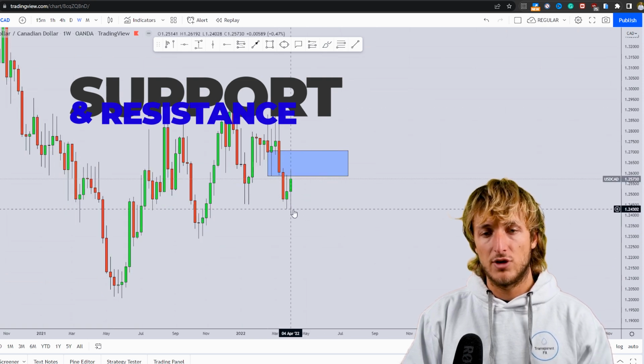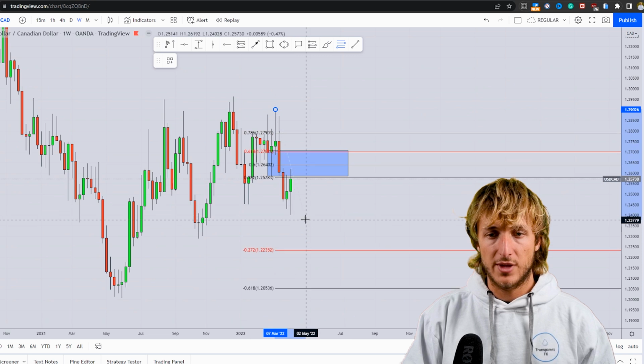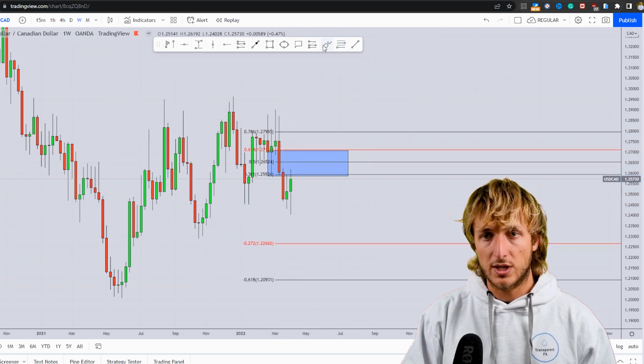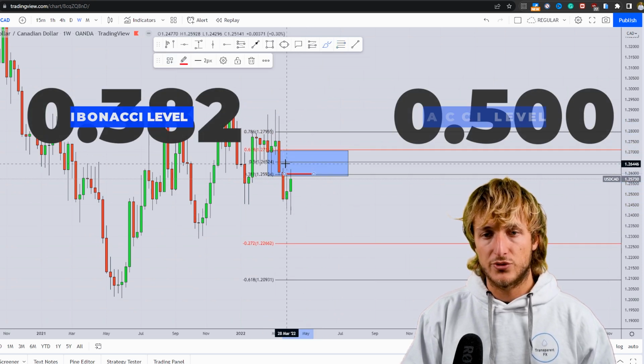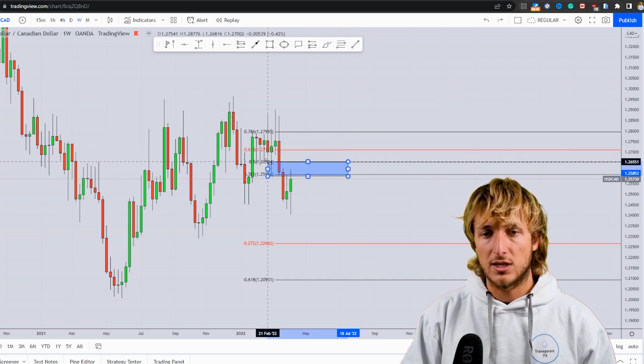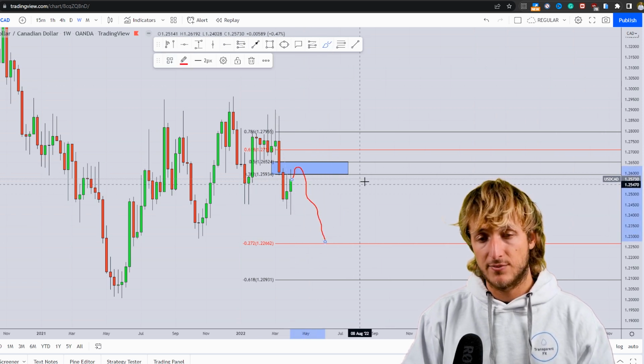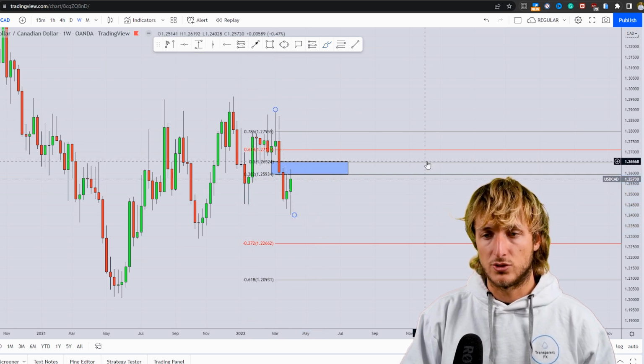Now, in general, if you have an impulse and you want to measure the correction, you have to take your Fibonacci from the high to the low of the impulse. And if we do that, we can see how we have the 0.32 and 50% Fibonacci retracements, which currently are lining up exactly at this area. And what we can expect is for the market to reject these levels to the downside for potential continuation lower.